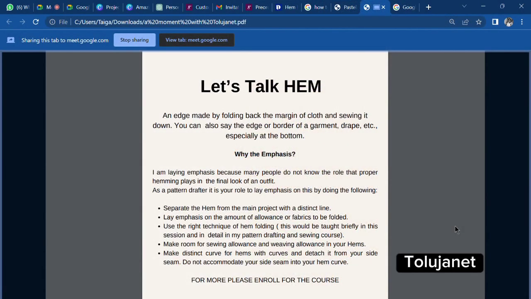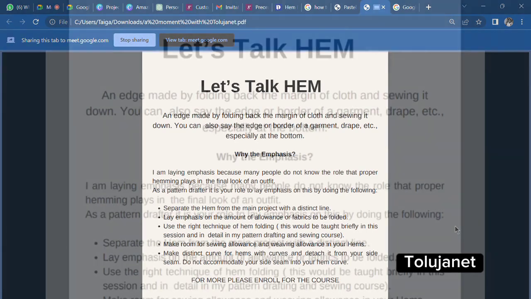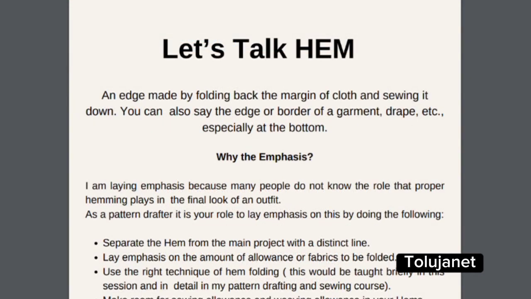Let's talk hem. Definition of hem: an edge made by folding back the margin of clothes and sewing it down. You can also say that the edge or border of a garment, drape, etc., especially at the bottom, is a hem. We all know the definition of a hem. We know, but when it says, okay, the hem of my clothes, this is it.